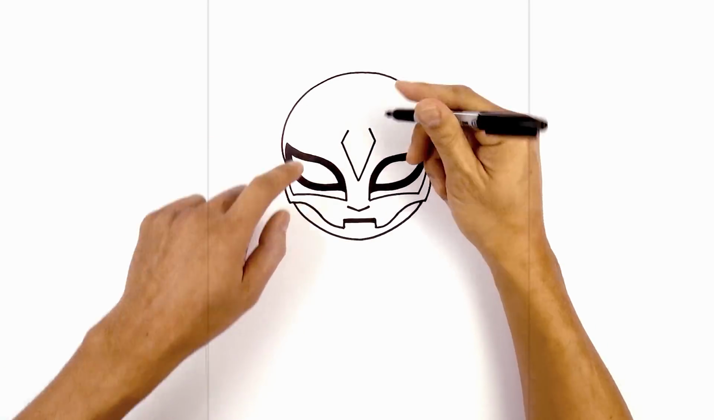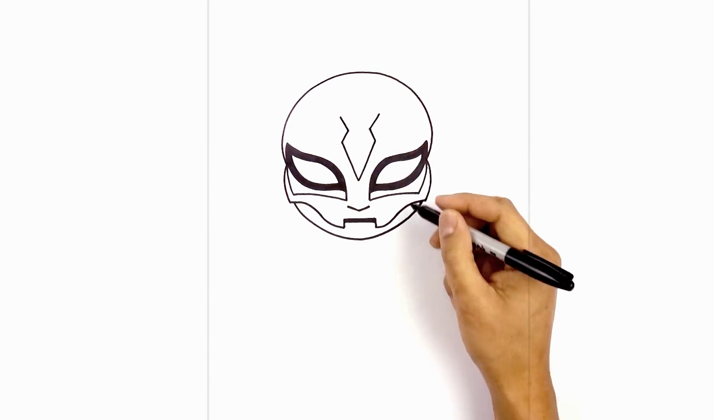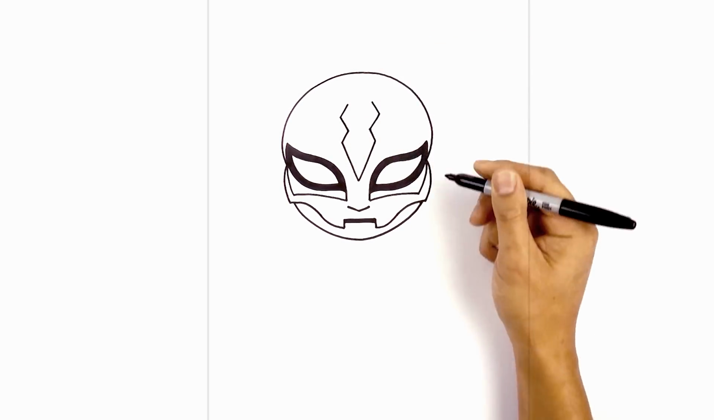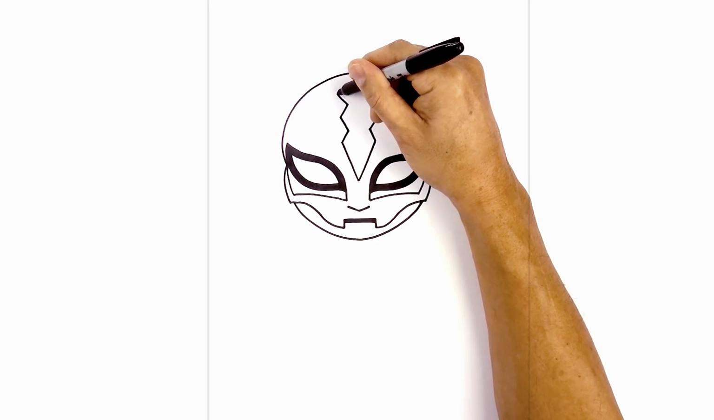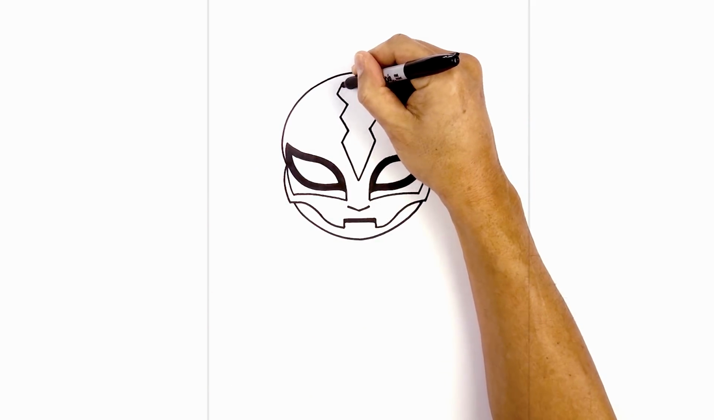Now we're going to go back out with a short line. We're going to continue this towards the top of the head. Go back in. We're going to go back out. Now we're going to come back up towards the top of the head with a straight angled line.